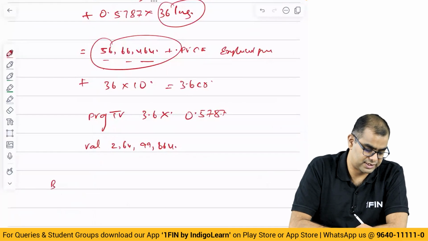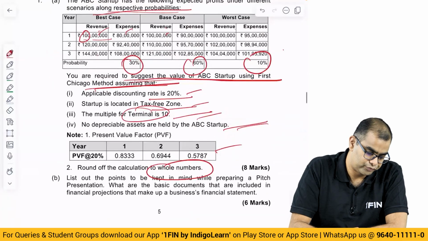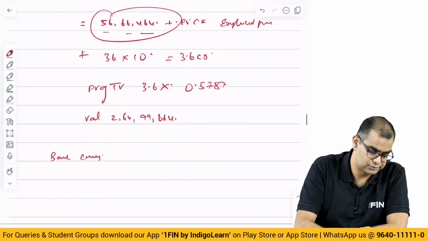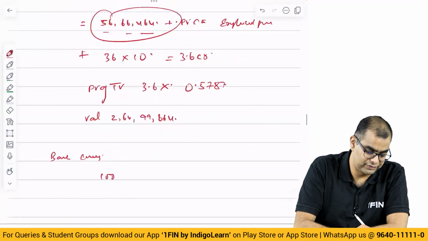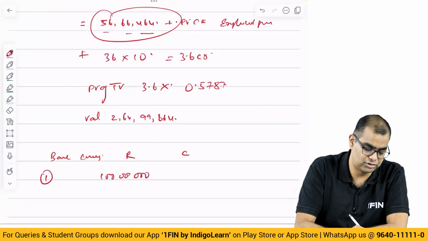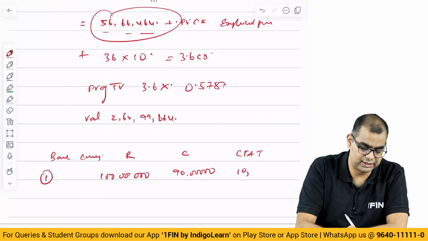Then the base case. What is the base case? 190. So these are all painful questions. There's no major value add. You have to keep on doing computation. Revenue, cost, 90 lakhs. CFAT is 10 lakhs.